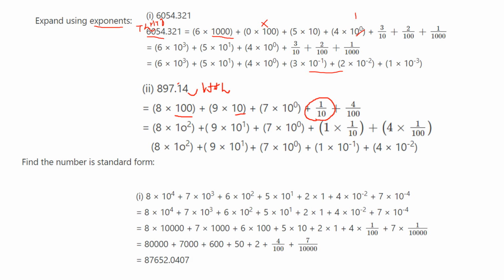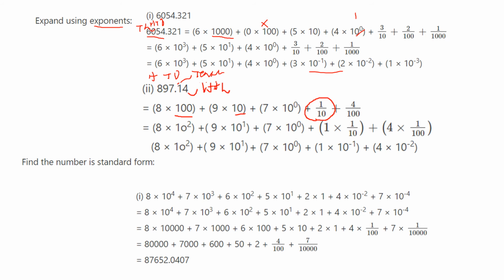Next one, 897.14. So this is ones, here tens, here hundreds, and here 1 is tenths, and here this is hundredths. So we can write it as 8 into 100 plus 9 into 10 plus 7 into 10 to the power 0, because we have to use the exponent form here, plus 1 by 10 plus 4 by 100.